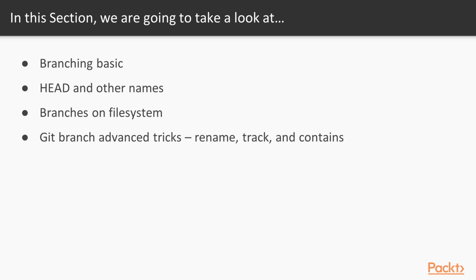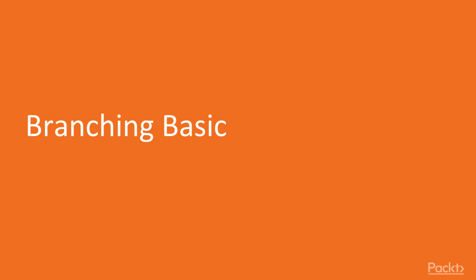We will talk about what a head is and what are the other names that we can assign to a commit. Then we will see how the branches are stored into the file system inside of Git. At the end of this section, we will see some special parameters that we can pass to the git branch command to, for example, rename a branch or track a remote or check if a branch contains a commit or not. Let's start with our first video, branching basic.